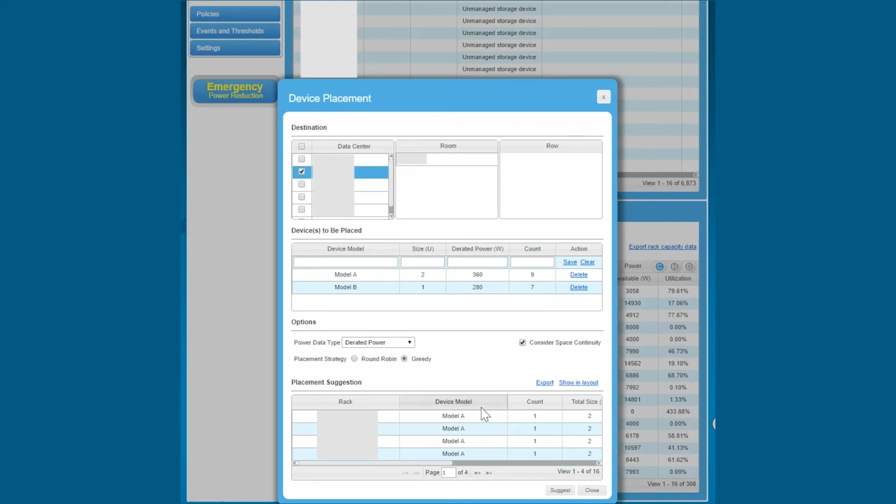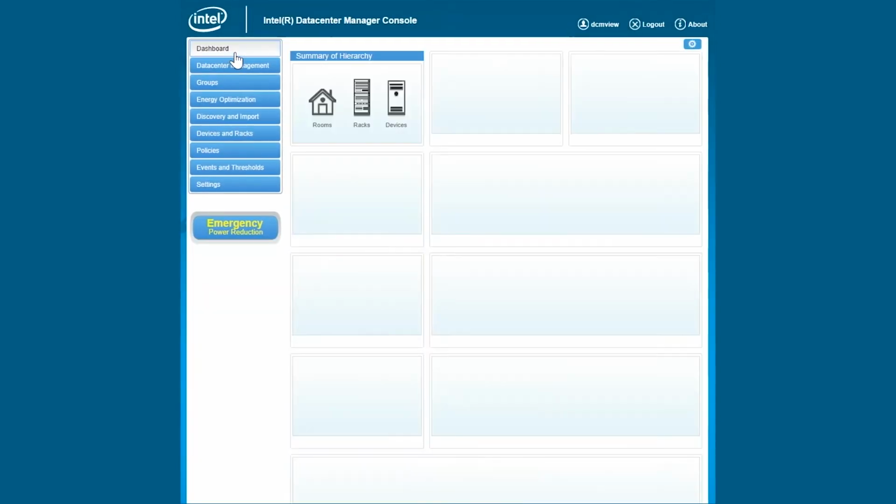Okay, but I can also be greedy and say, hey, Intel DCM, please stack them up as much as you can in a single or maybe two racks so I can use the footprint of the data center as efficiently as I can. So let's click suggest, and Intel DCM will find, and here you can see it found one rack, rack 23 in row 2. Intel DCM will find one rack that can support all 16 devices, both from a power perspective and from a space perspective.